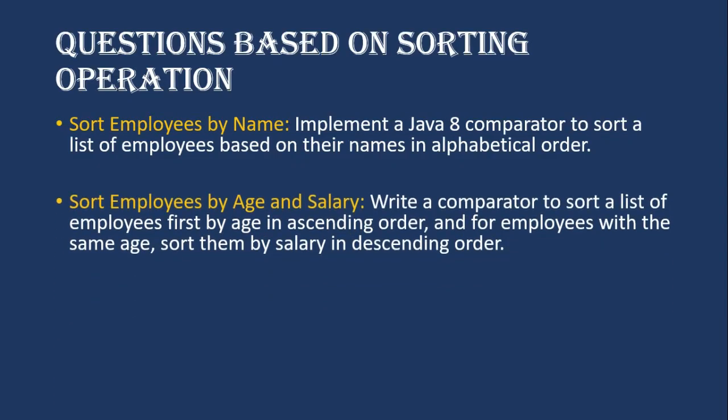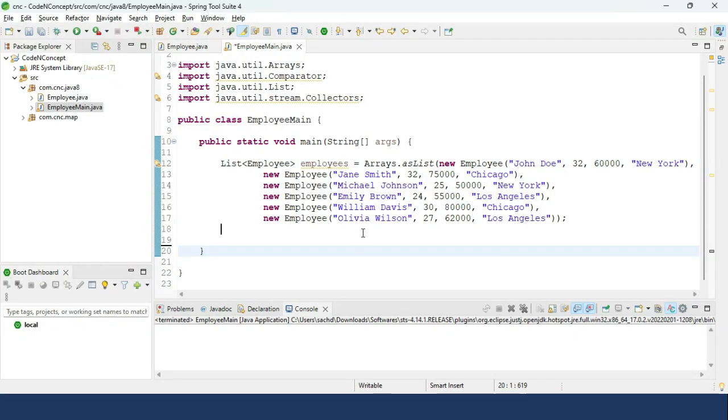Our next question says, sort employees by age and salary. Write a comparator to sort a list of employees first by age in ascending order, and for employees with the same age, sort them by salary in descending order. Okay, so we have to sort it by age first. After sorting by age in ascending order, there can be a chance that two employees have the same age. If they have the same age, we want to sort them based upon their salary in descending order. Let's move to the Spring Tool Suite and try to do this.